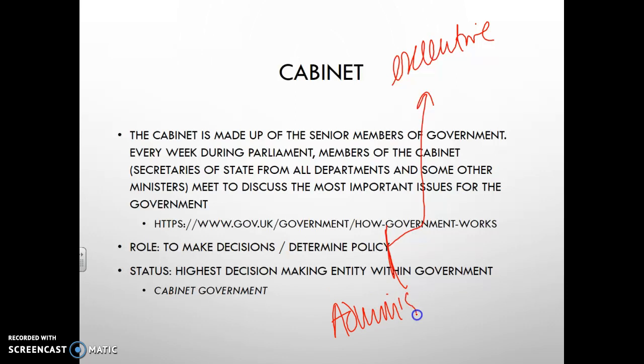Now, in terms of administration, this is the boring things. This is when you get your law back from Parliament and now suddenly you have to provide for it. That is administering the law that is made by Parliament or whatever other policy it is that comes out of government.